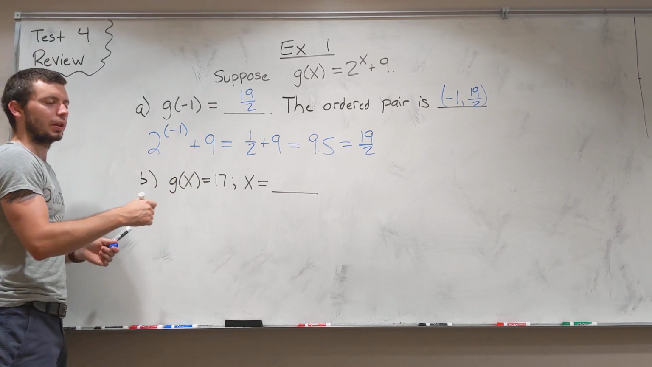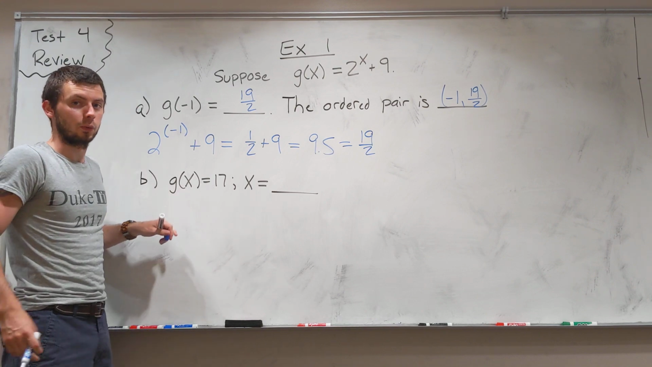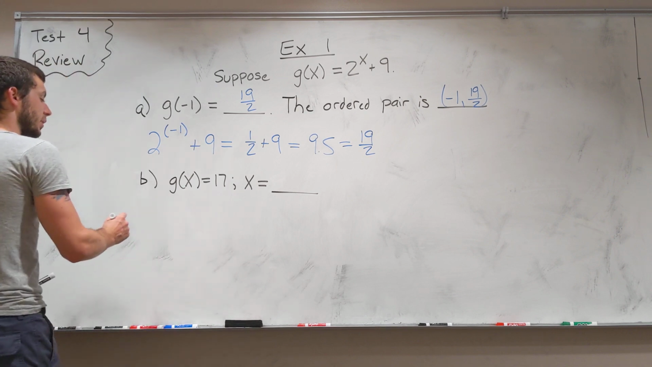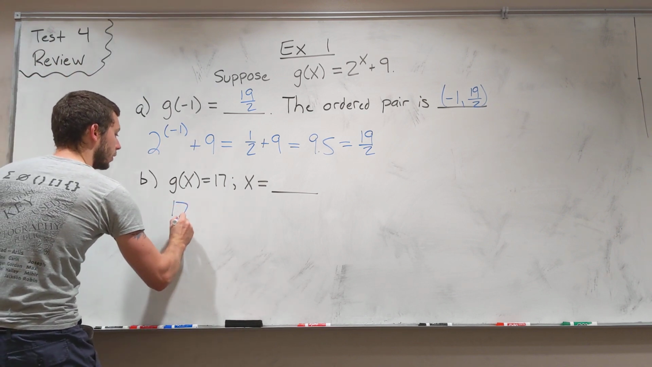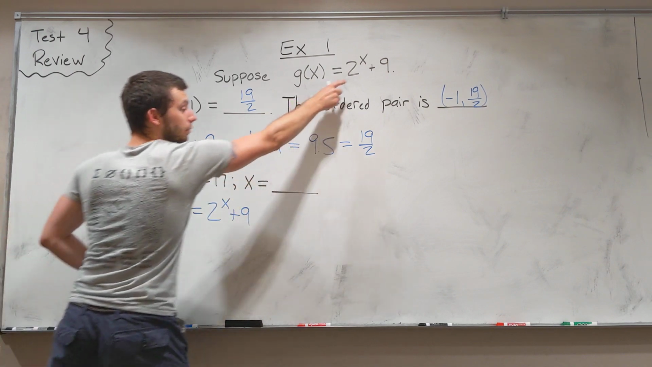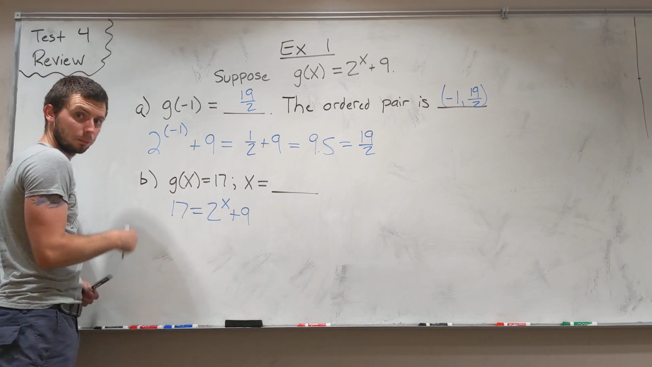For part B, it says, well, let's consider when the y value, or the output, is 17. What happens to x now? So that means we're setting the whole function equal to 17. So the whole function up here is now equal to 17. We solve for x now.